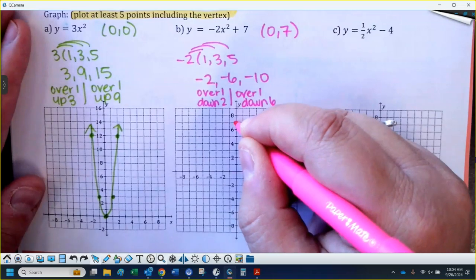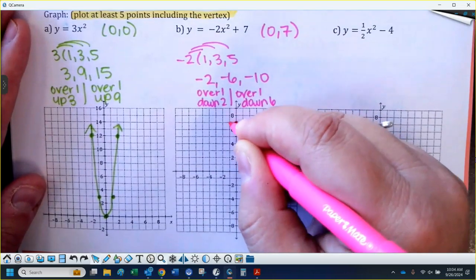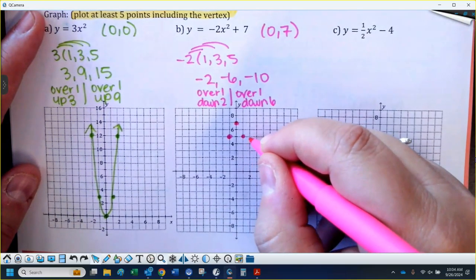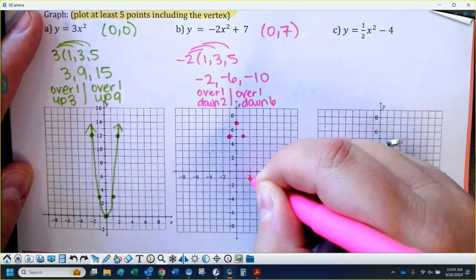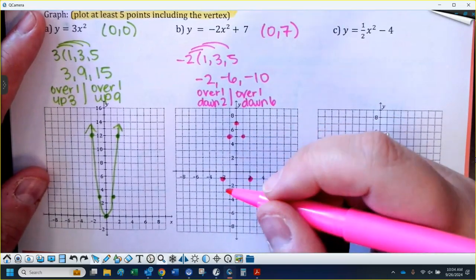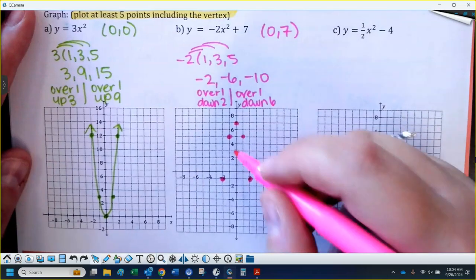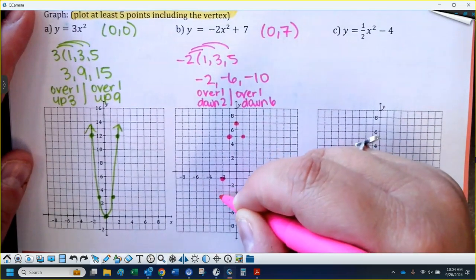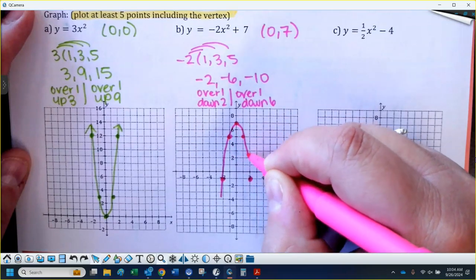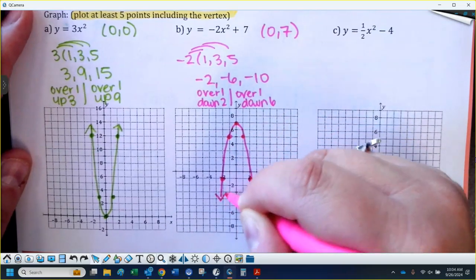So just from the vertex on either side, over 1, go down 2. You always just go over 1. Over 1, and then I'm going to go down 6. And down 10 is going to put me off the graph that I have here. So I'm just going to go ahead. I've got 5 points, so we're good. Just going to connect that up with a curve.